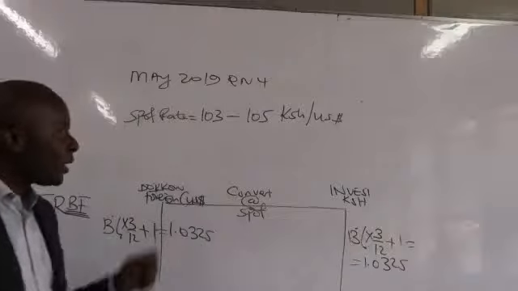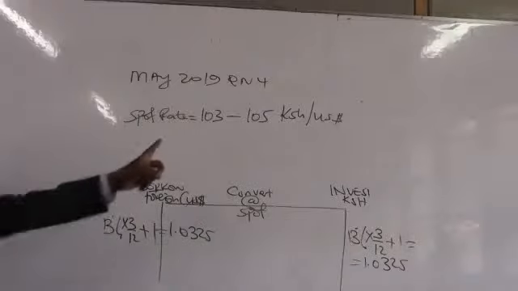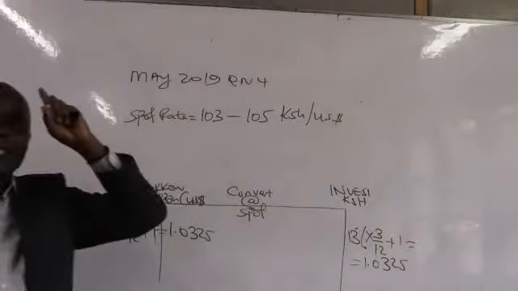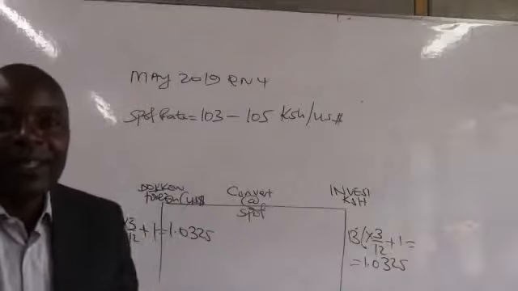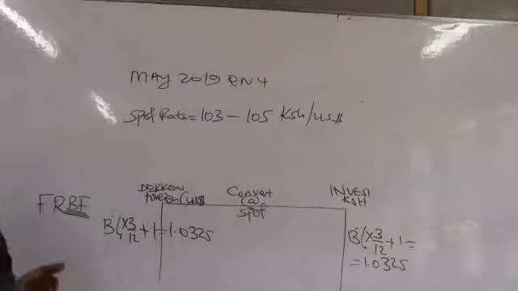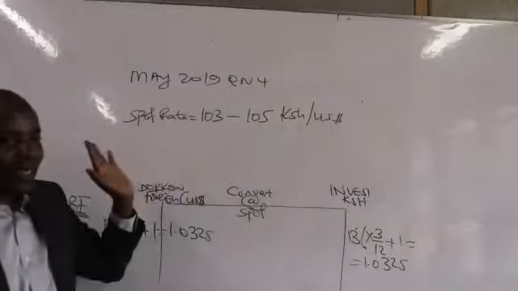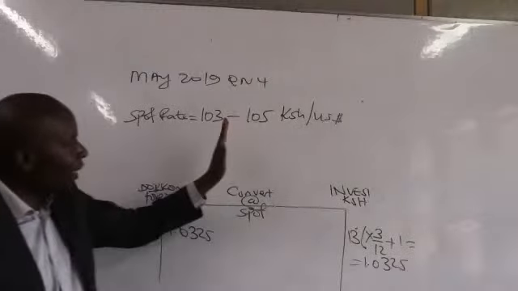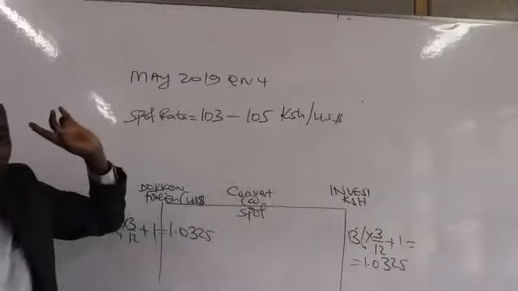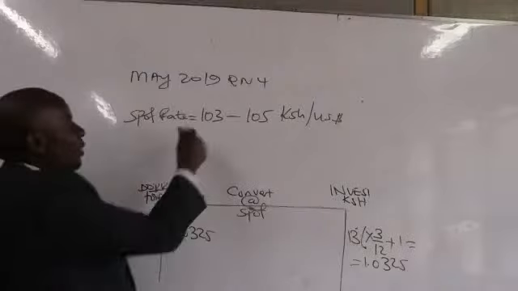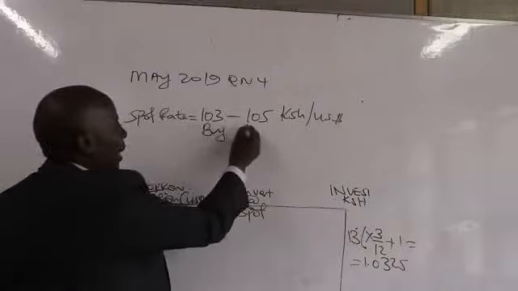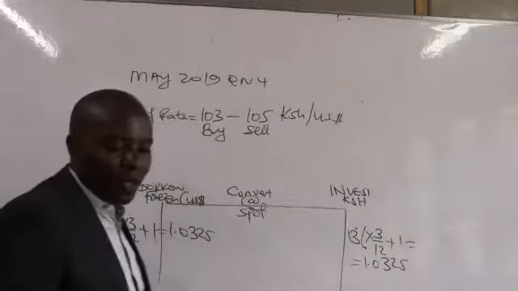Sasa nataka mnisikize na mnisikize vizuri. Between the two, which one is the buying rate? Where is our Kenya shilling? On the left side. So if it's on the left side, the left figure automatically becomes what here? Buy. If it's on the left side, the left figure becomes buy. The other one becomes who? Sell.